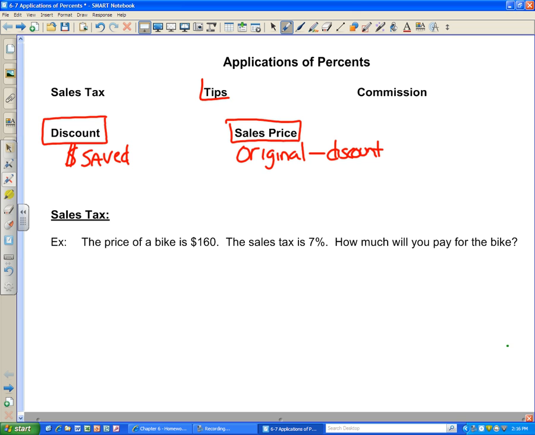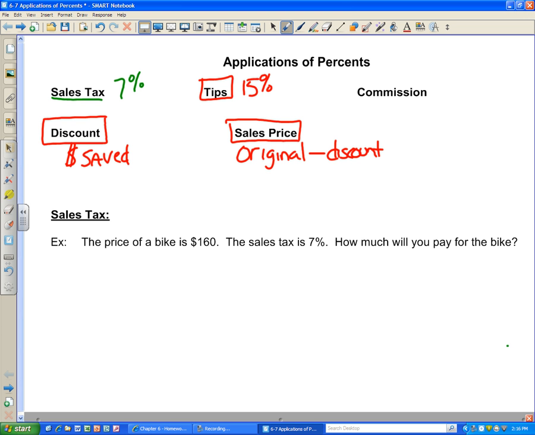We've talked about tips in restaurants. We usually leave about 15% of your total bill. Some people will leave 10%, some people will even leave 20% based on the quality of their service. Today we're really going to focus on sales tax and commission. Sales tax is 7% in New Jersey. So sales tax is something that gets added on to your purchase.